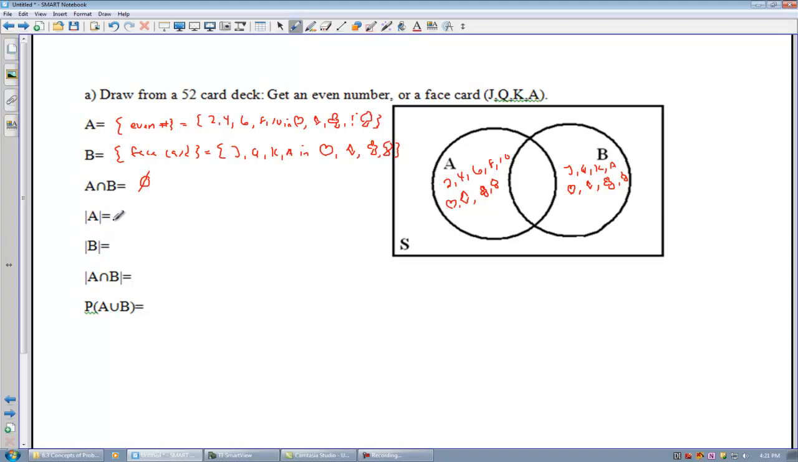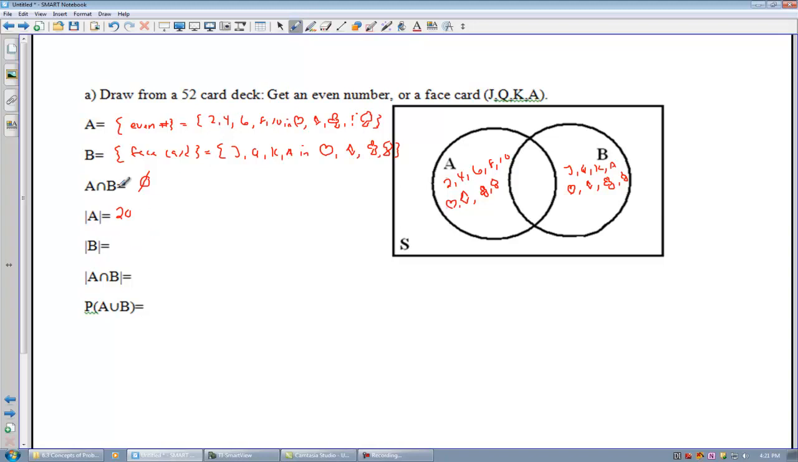Okay, the number of things in A. So now I have to think a little bit. So I have 2, 4, 6, 8, and 10. So I have basically 5 cards, right? So like 5 hearts, 5 diamonds, 5 clubs, 5 spades for a total of 20 things. And if you want, you can list them all out. It just takes a while.